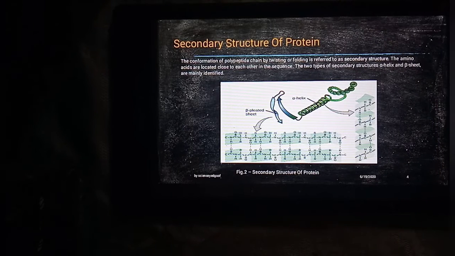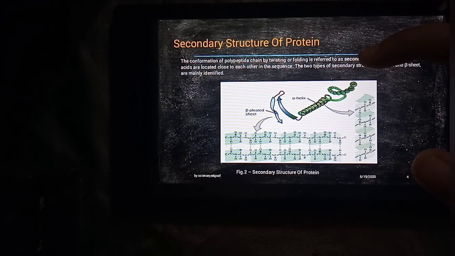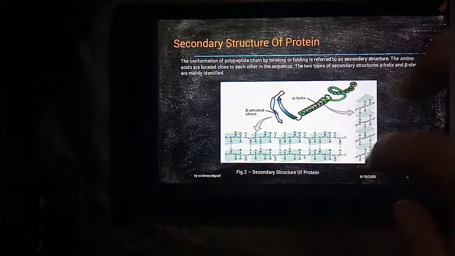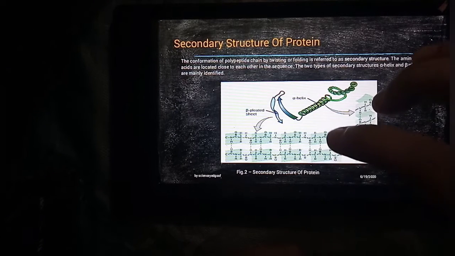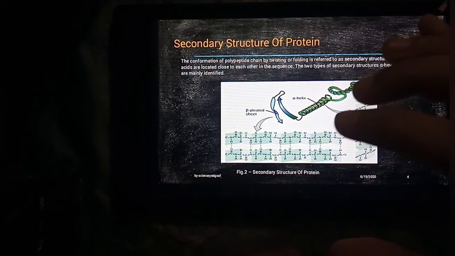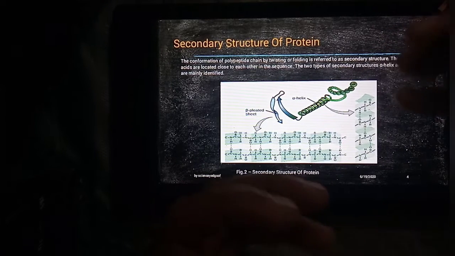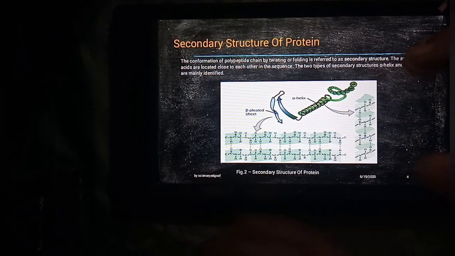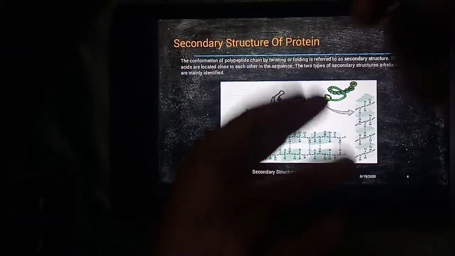Now coming to the secondary structure of protein. What is secondary structure? The conformation of a polypeptide chain by twisting and folding is referred to as the secondary structure. Here you can see the amino acids are very close to each other in a sequence. For proteins, it means the specification of a regular polypeptide backbone by folding it into helices, pleated sheets and turns. So when a lot of these structures get folded, you have another structure.